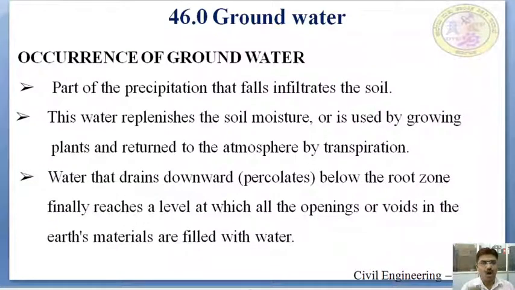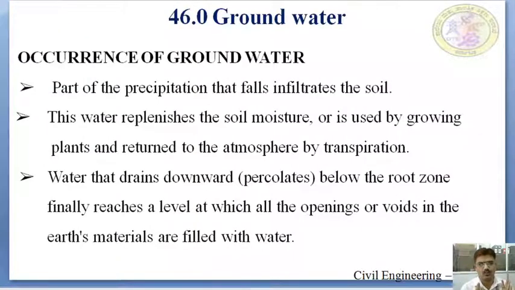Now, occurrence of the groundwater. How has the groundwater occurred? The main source of the groundwater is precipitation. Part of the precipitation that falls on the land surface infiltrates into the soil. This infiltrated or percolated water replenishes the soil moisture, or is used by growing plants and returned to the atmosphere by transpiration.